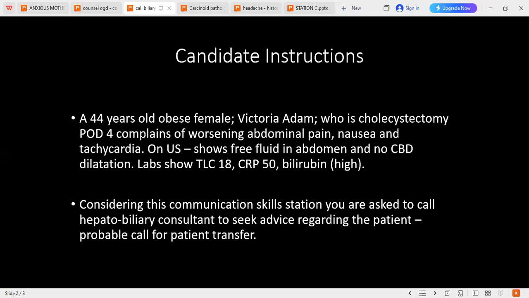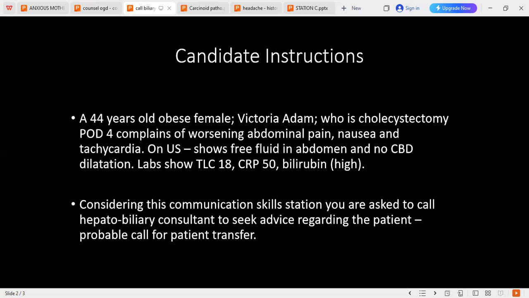Okay, what do you think might be the provisional diagnosis? What is the patient going through? Okay, this is likely a bile leakage due to injury to the stump or leakage from the cystic duct stump, which can be as a result of slippage of the clip and also due to increased intraductal pressure from a retained common bile duct stone. It can also be due to direct injury to the common bile duct, bile leakage from the hepatic bed, or a duodenal injury.